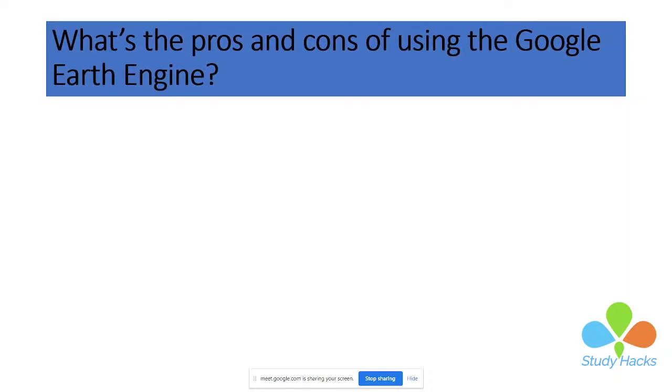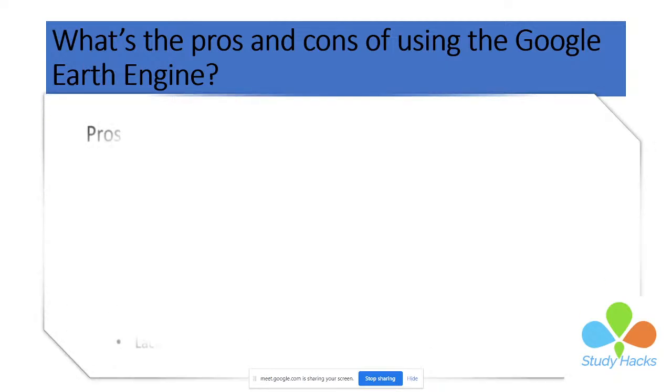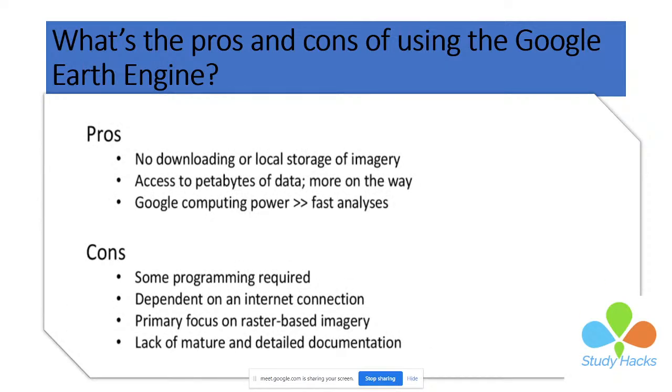And it also has some advantages and disadvantages. First of all, you can see it has a lot of advantages. You don't need to download any satellite imagery or use local storage. You can access petabytes of data or more, and the computing power is very fast. It has some disadvantages: you need to know some programming. But in this course, I will provide all of the programming knowledge which you need to learn the Google Earth Engine platform.